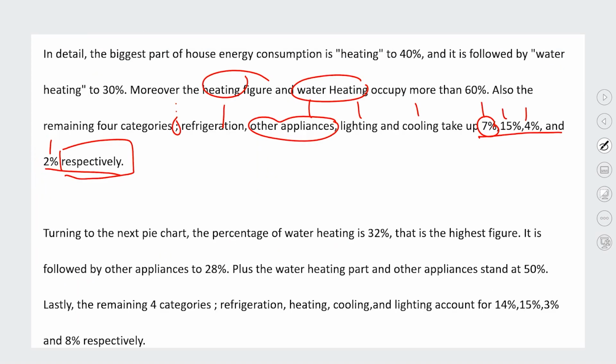Let's look at the second paragraph. Turning to the next pie chart, the percentage of water heating is 32%. That is the highest figure. It is followed by other appliances to 28%.